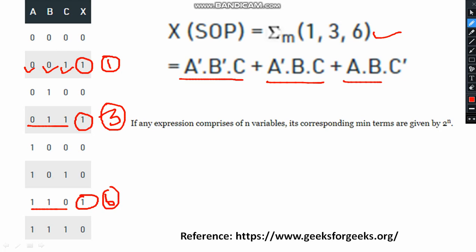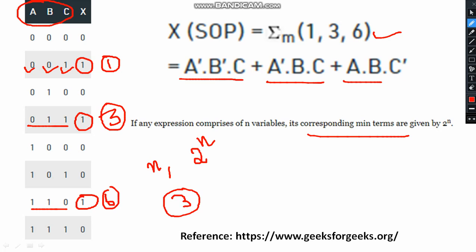Suppose there are n variables. If there are n variables, then the corresponding number of min terms will be 2 to the power n. So for example, if there are 3 variables, obviously the number of min terms will be 2 to the power 3, that is equal to 8. There must be 8 min terms. You can remember it in that manner. This can be expected in competitive examinations.